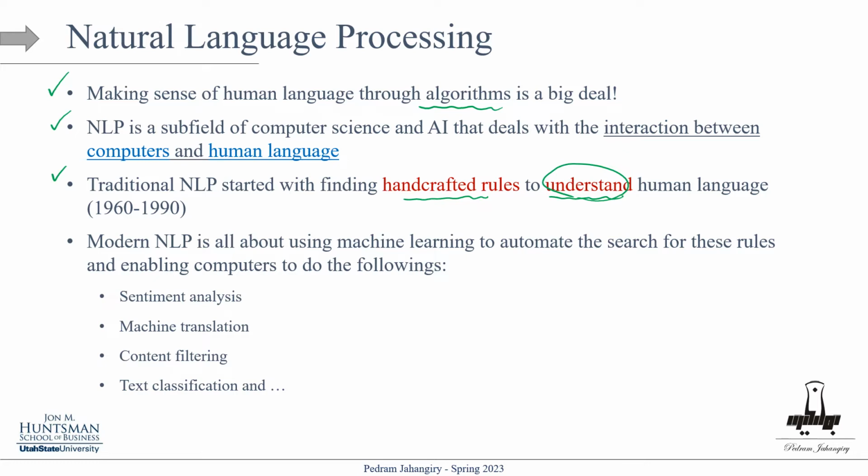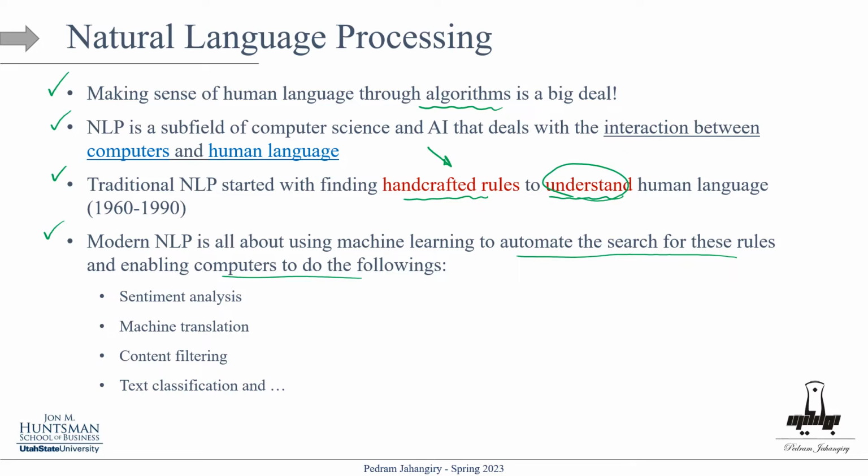So modern NLP is doing it differently. In modern NLP, it's all about using machine learning to automate the search for these rules, right? So we're not going to handcraft those rules. We're going to come up with some algorithms and machine learning techniques to automate that search for the rules. And of course, we're going to enable computers to do some cool tasks. So just to reiterate, in modern NLP, the goal is not to understand the language. The goal is to just ingest a piece of language as input to the model and return something useful.